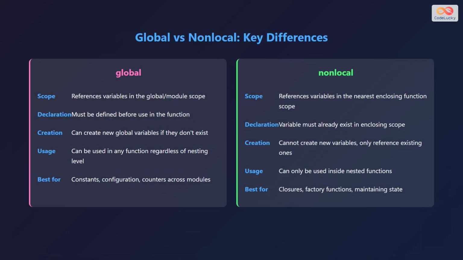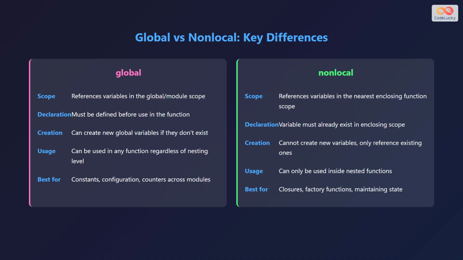Let's summarize the key differences between global and nonlocal. Global references variables in the global or module scope, while nonlocal references variables in the nearest enclosing function scope. With global, the variable must be defined before use in the function, while with nonlocal, the variable must already exist in the enclosing scope. Global can create new global variables if they don't exist, but nonlocal cannot create new variables, it can only reference existing ones.